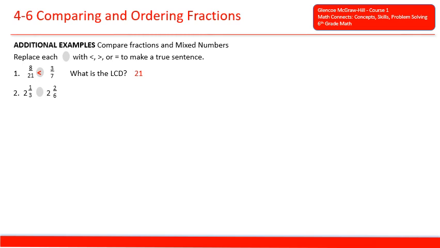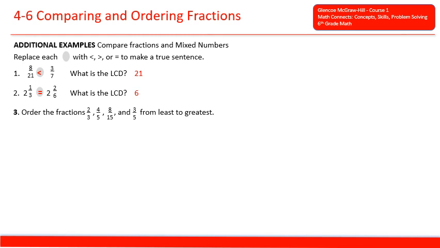2 1/3 and 2 2/6. What is the LCD? 6. So if we make 3 equal to 6, we're going to multiply it by 2 to get 6 in the denominator, and then we'll have to multiply 1 times 2 to get 2 in the numerator. So we will end up with two equal fractions.